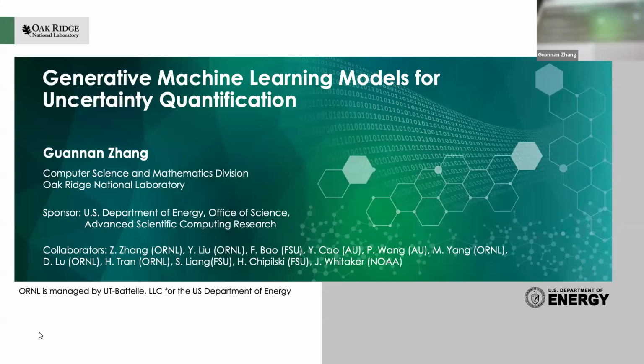Oak Ridge National Lab. So Guannan has very broad interests in many areas of applied mathematics. He's specialized in numerical analysis, scientific computing, PDEs, and recently machine learning and data sciences. So today he's going to talk about generative machine learning models for uncertainty quantification.